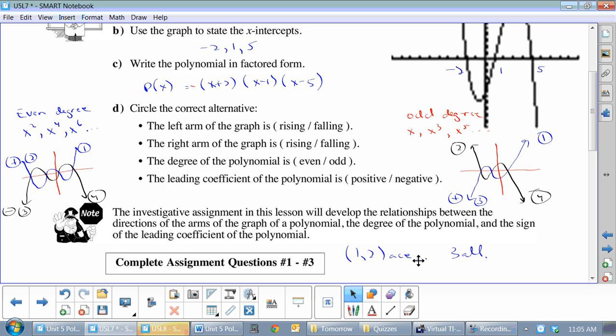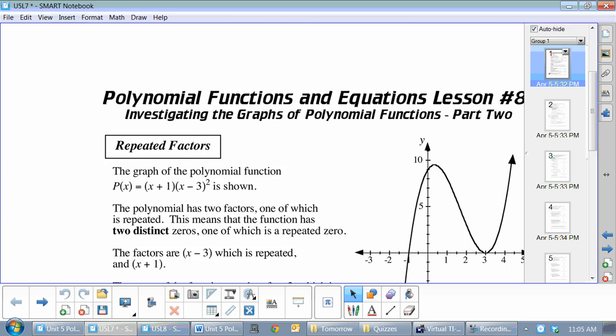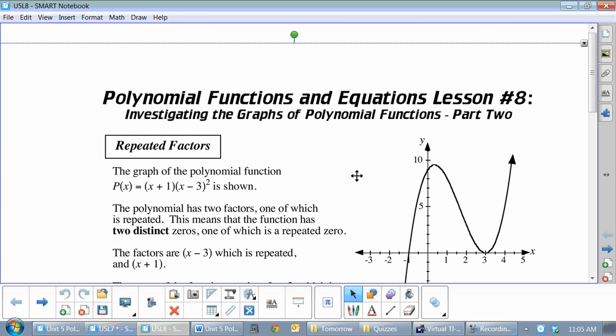Okay, now 8 is just a continuation of 7, because I've always taught 7 and 8 together. If you know all of it, it's just one complete package, right?